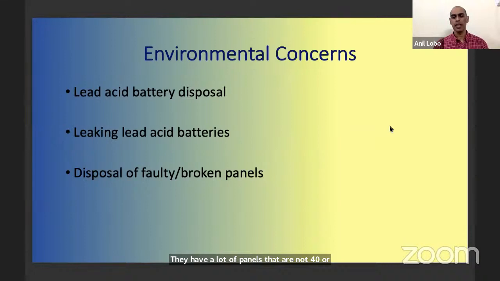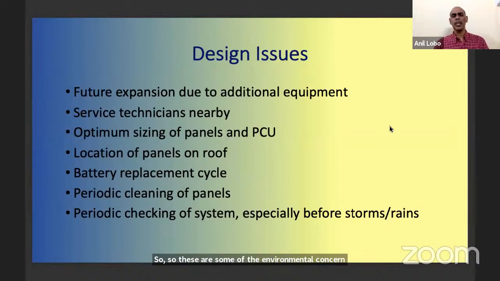They have a lot of panels that are now faulty or obsolete, outdated. Maybe a 30 kilowatt panel, the person has upgraded to a 300 kilowatt panel, and we don't know what to do with the 30 kilowatt panel, and they end up in landfills. So we have to look into how we can dispose of this. So these are some of the environmental concerns. And finally, some of the design issues.